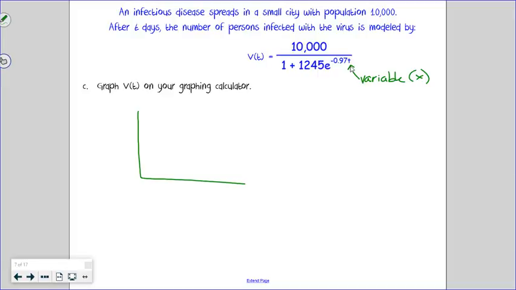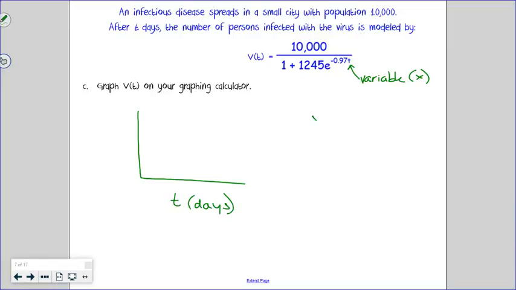Okay, let's go to our window. Think about what each axis is representing when we draw our x and y axis. Your variable is always your x-axis. Well, our variable is t, which is in days.